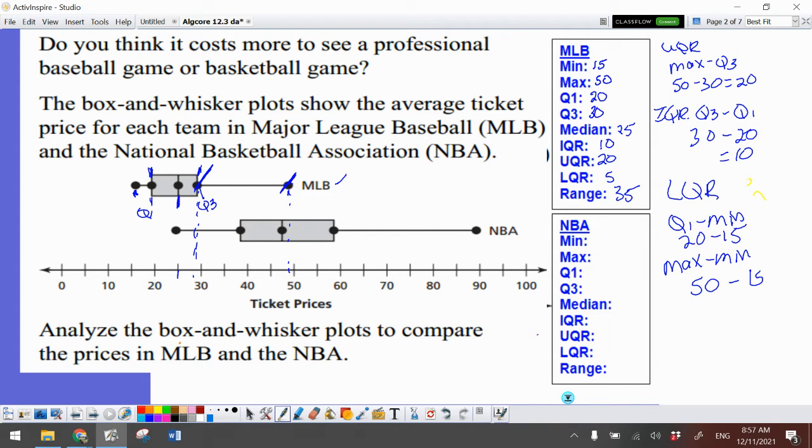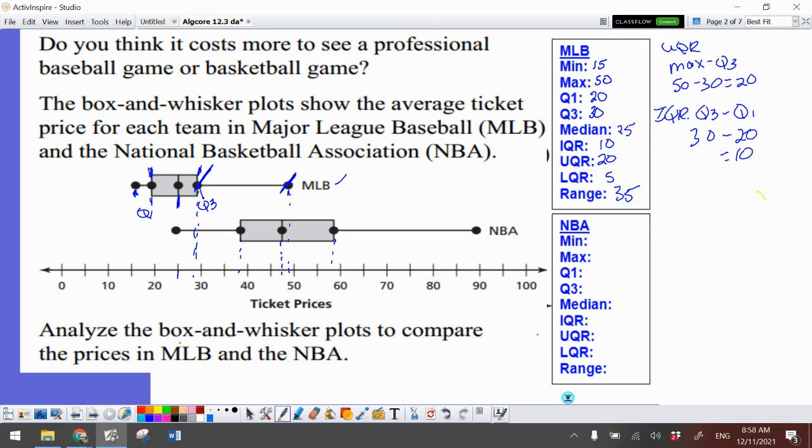Okay, hit pause. See if you can come up with approximate values for our NBA. Now, keep in mind you are going to have to estimate what these numbers are because they are not quite exact numbers. And if you have a ruler, sometimes it works nicely to just put a ruler on your screen and use that to line up and figure out what the numbers are. Okay, let's see how you did on the NBA.